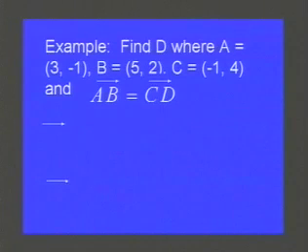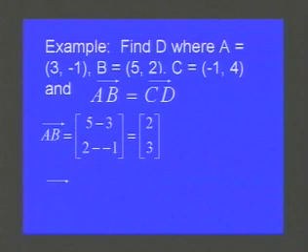All right, another example. Find D, where A is 3, -1, B is 5, 2, C is -1, 4, and AB is equal to CD. So I want to be able to find the point D. All right, now it said AB was equal to CD, so let's figure out what AB is. I want to do 5 minus 3 and 2 minus -1. That gives me the fact that AB is 2, 3.